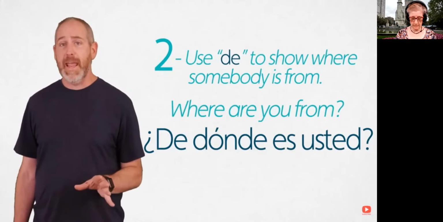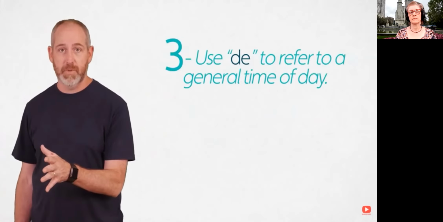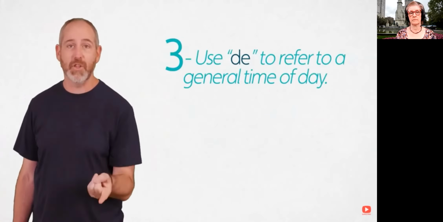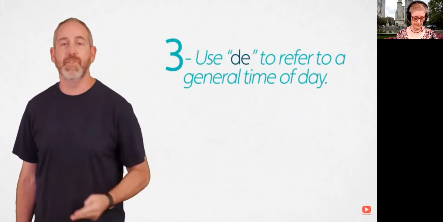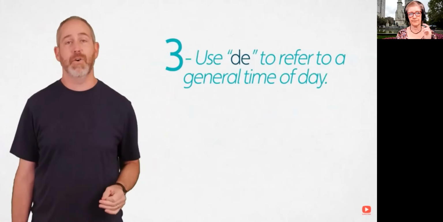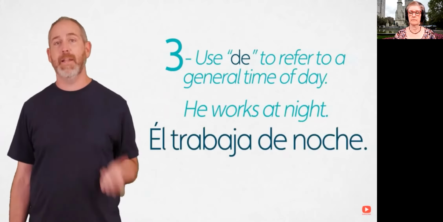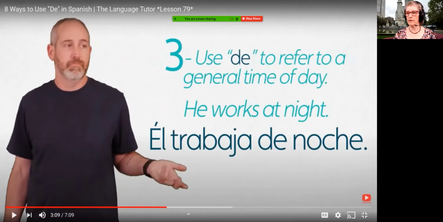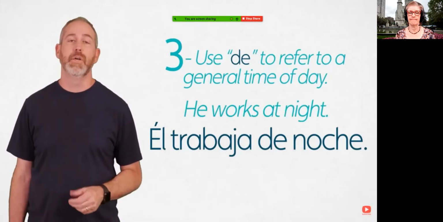We can use de sometimes when we just want to refer to a general time of day. Okay, we've talked about saying de la noche. We've talked about saying por before when we're using time in general, but we can use de also. So he works at night. Él trabaja de noche. Not he works of night. He works at night. Él trabaja de noche. Muy común. You can use that just to imply at night in general.